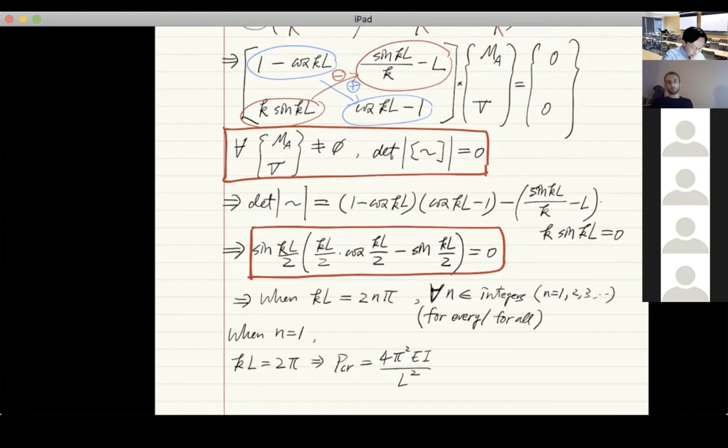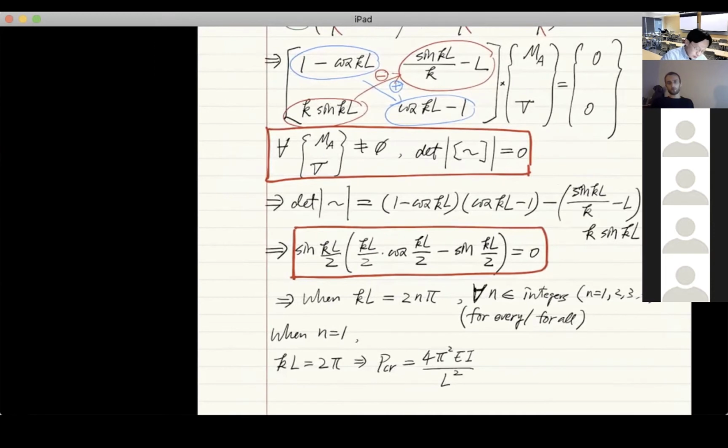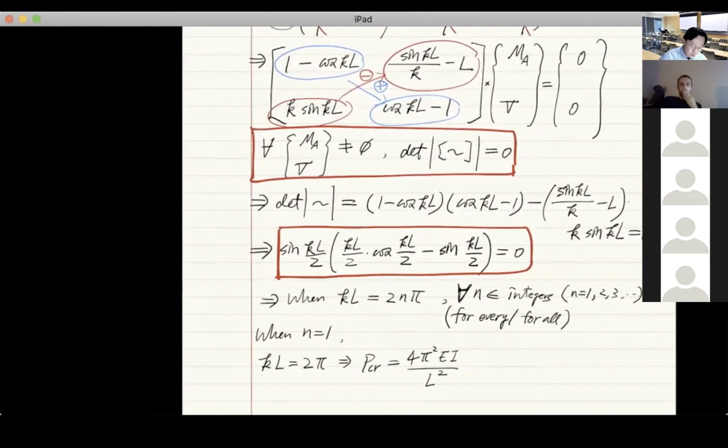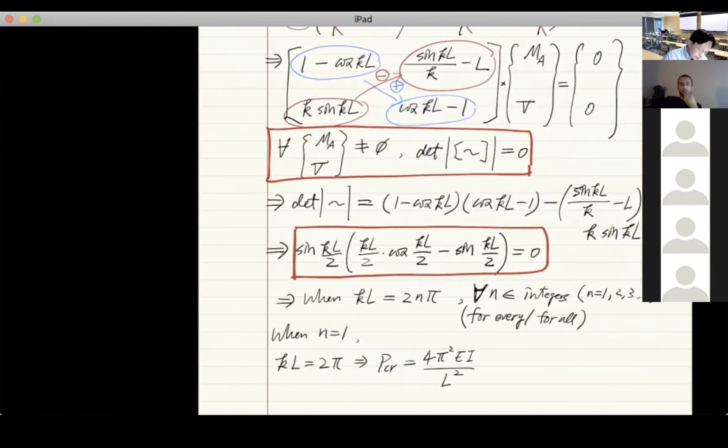This is the case when we let sine KL, because to make this true, we have two different conditions. The first one is when KL equals 2 m pi, because in order to make this whole thing 0, the first option is to let sine KL over 2 be 0. So that's why we let KL be 2m pi. We just use this to say that sine KL over 2 is 0. And if you use this condition, then we have this result.